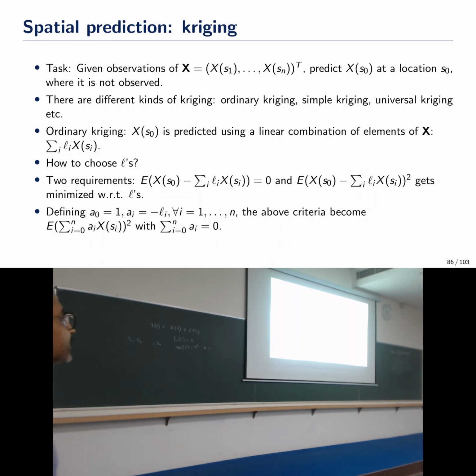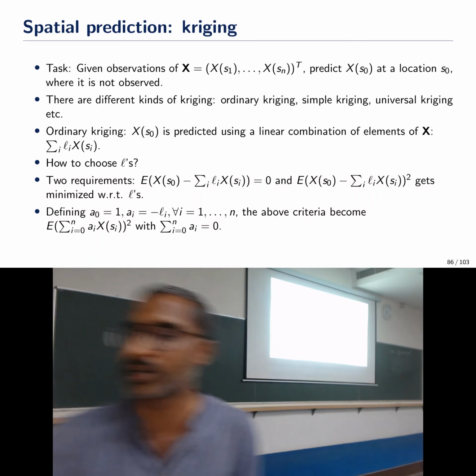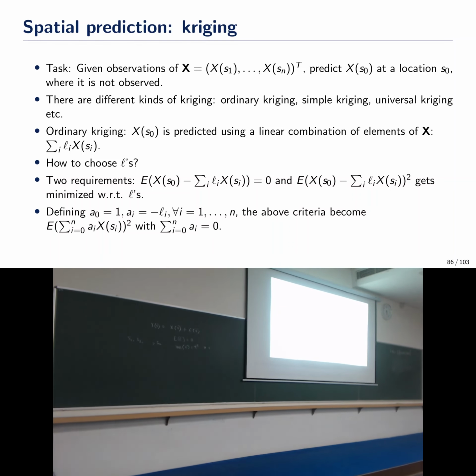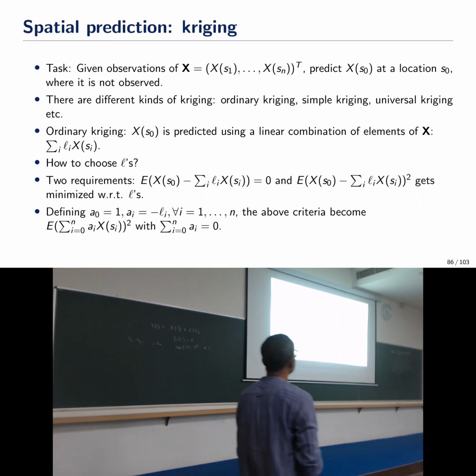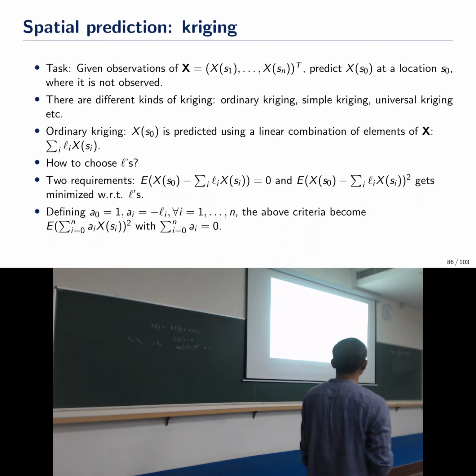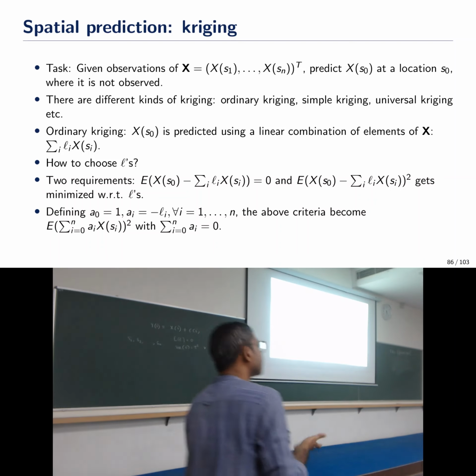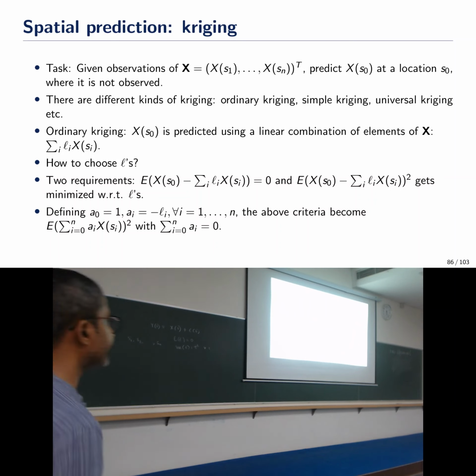So this is the linear combination, I write that down. I need certain properties to be satisfied, right? Any arbitrary linear combination of course will not work. So what is the minimum you can expect? You expect that the expected value of the difference between X_S0 and this linear combination should be 0. At least they should not differ in their expectation, right? This is the first thing that you require, and then you would like to minimize the expected squared error. That's a very usual technique.